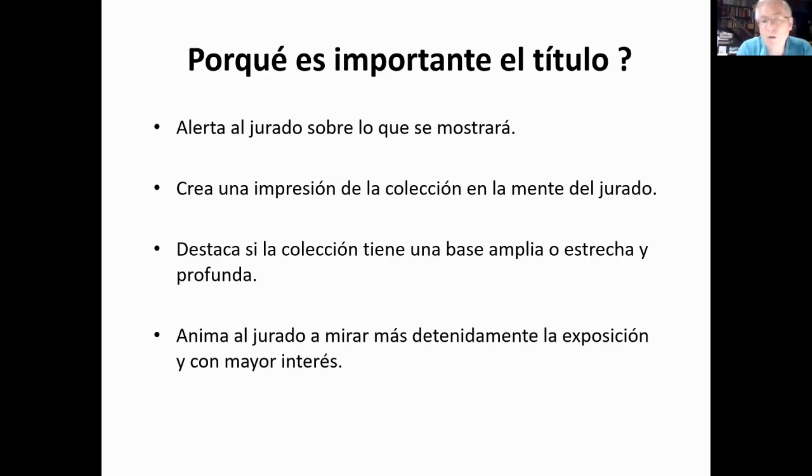If the judge looks at the title and kind of dismisses the exhibit, you've immediately put yourself at a disadvantage. You want to encourage the judge and make him say, I really want to spend some time looking at this exhibit and to understand it. Next.